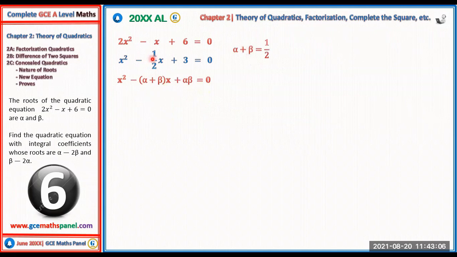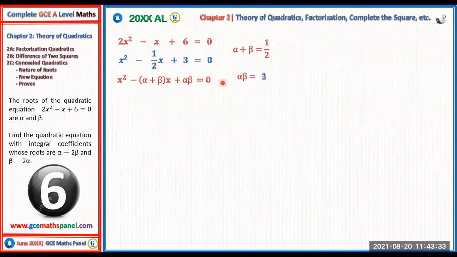Can everybody see that? Yes, sir. Because we have minus a half x, the half is the same as minus into alpha plus beta. It therefore means that this a half is alpha plus beta. Are we clear? Yes, sir. Okay. And then this alpha beta, because it's plus 3, is equal to plus alpha beta. So alpha beta is equal to 3.